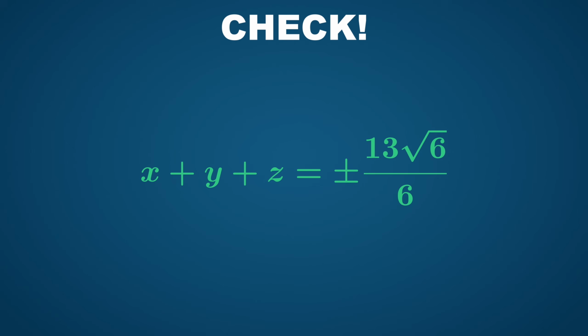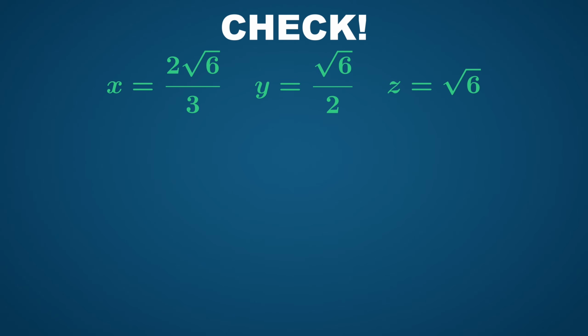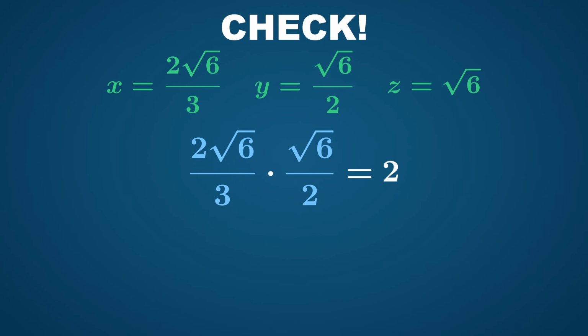It is always a very good practice to check our solutions in the equations. We will verify the positive set of values first to be absolutely sure. Our original first equation was x multiplied by y equals the number 2. We plug in root 6 over 3 for x and root 6 over 2 for y. We multiply the numerators to get 2 times root 6 times root 6.